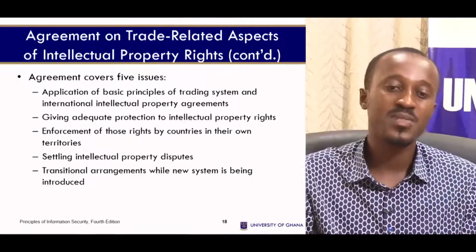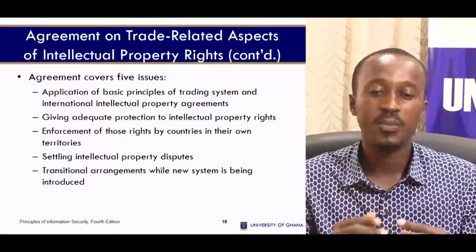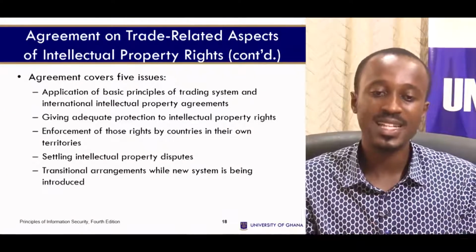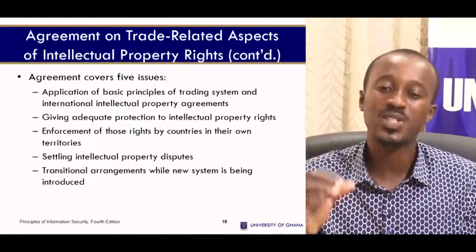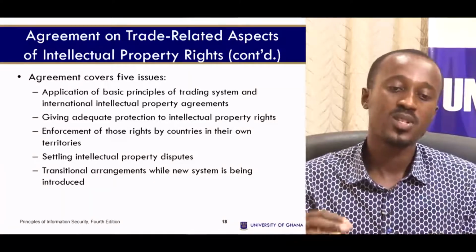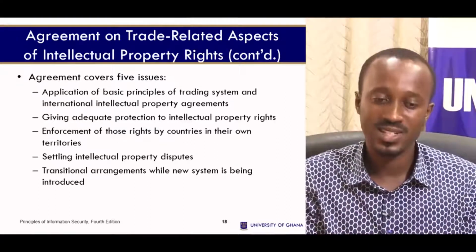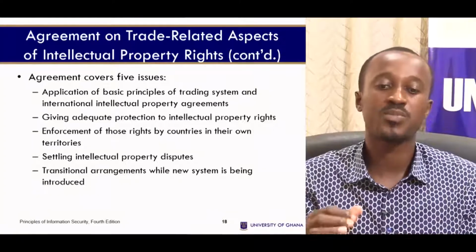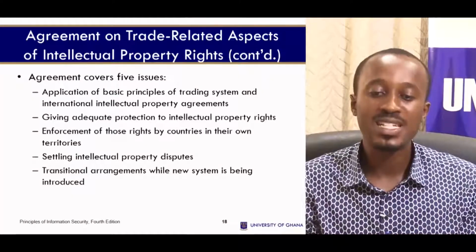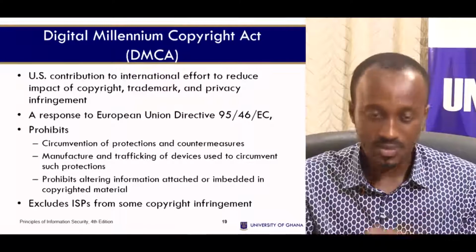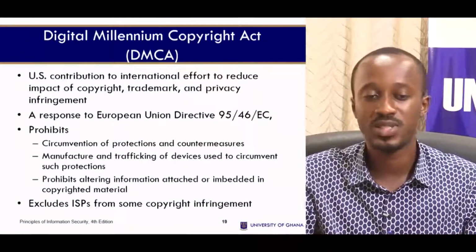Also, this agreement covers five issues. The first issue is the application of basic principles of the trading system and international intellectual property agreements. The second was to give adequate protection to intellectual property rights. The third was to enforce those rights by countries in their own territories. The fourth is settling intellectual property disputes. Then finally, they looked at transitional arrangements while new systems are being introduced. So that is the Agreement on Trade-Related Aspects of Intellectual Property.